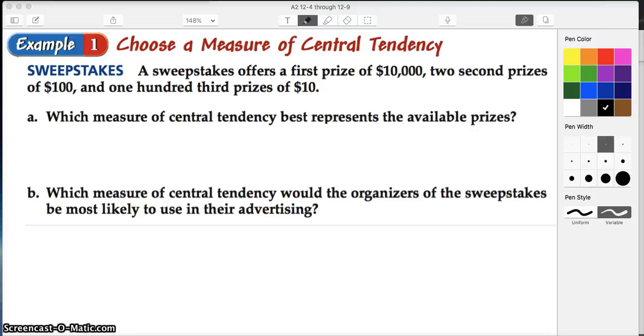If you're thinking about what is most available, most abundant, in this case, it would be clear that you should probably use the mode, right? Because the mode would show us which one is most available, which is the most. And if we're considering the mode, obviously it would be the $10 prizes. Not 10%, but the $10 prizes, my bad.